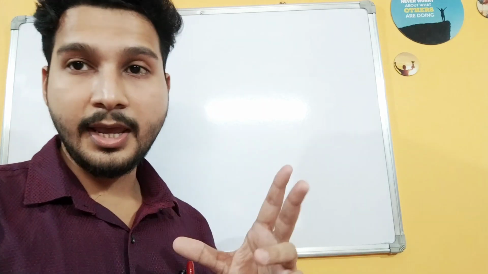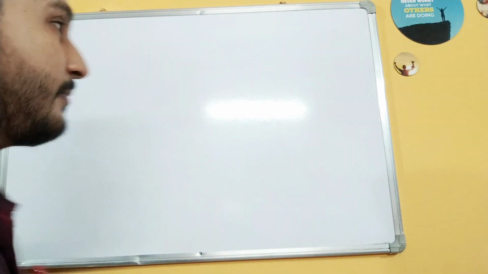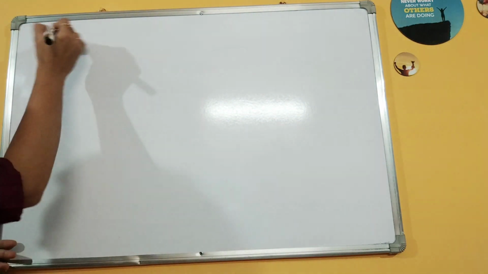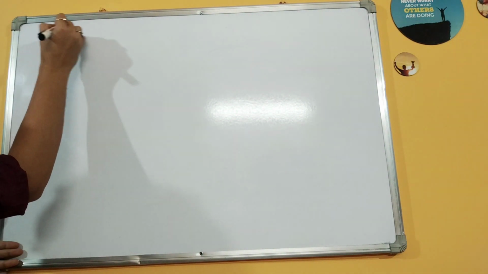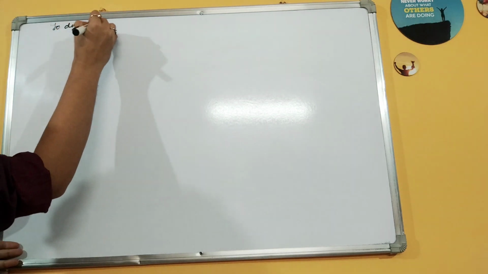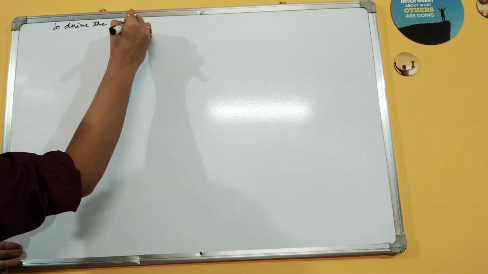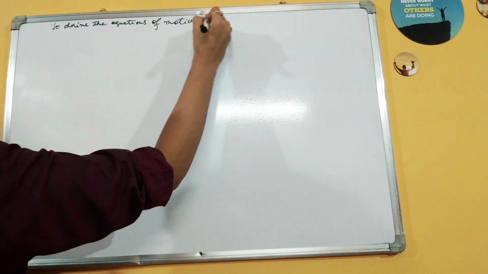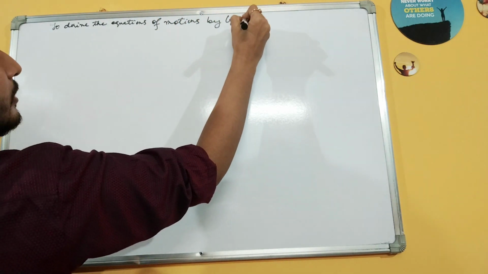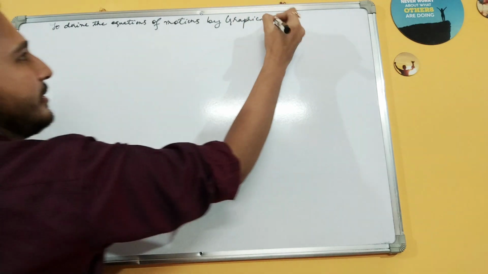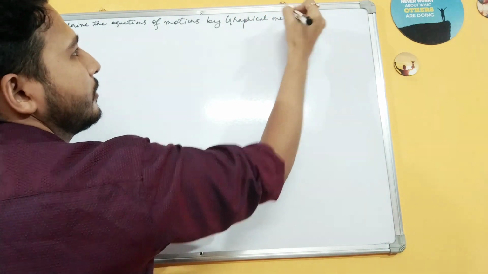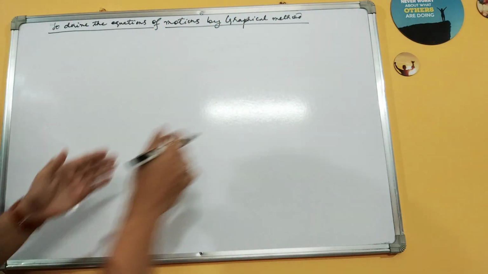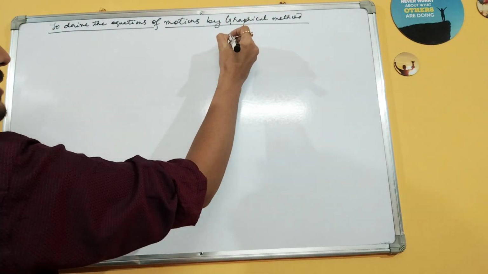Okay, now we shall derive the equations of motion by the graphical method. This one is very important. Please concentrate. Okay, to derive the equations of motion by the graphical method. So I am keeping a space for the graph here. Let me draw the graph here.